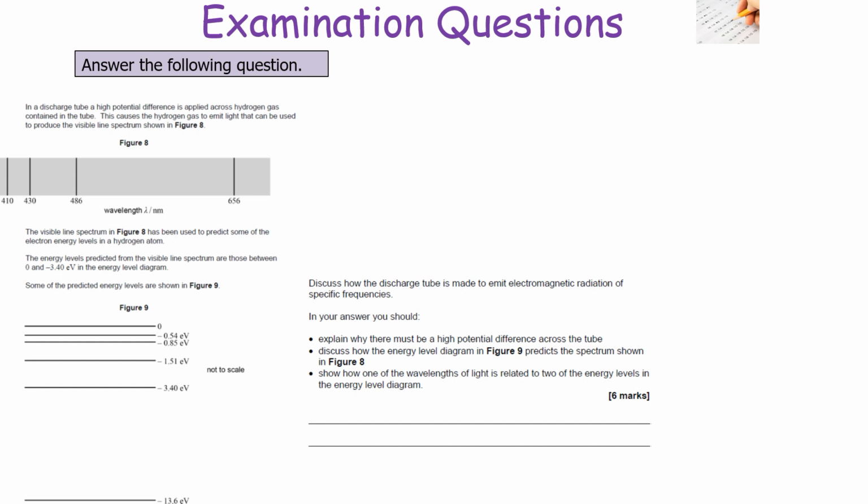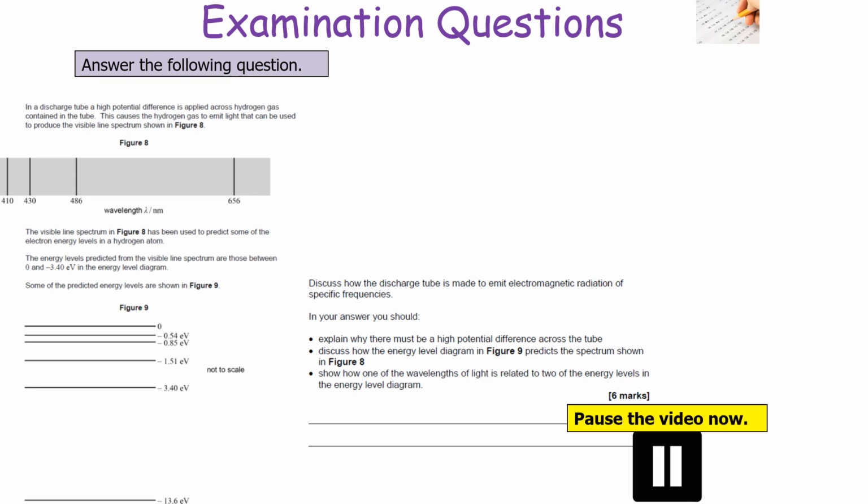In your answer, you should explain why there must be a high potential difference across the tube. Discuss how the energy level diagram in figure 9 predicts the spectrum shown in figure 8, and show how one of the wavelengths of light is related to 2 of the energy levels in the energy level diagram. So pause the video now, then unpause the video when you want to go through your answer.